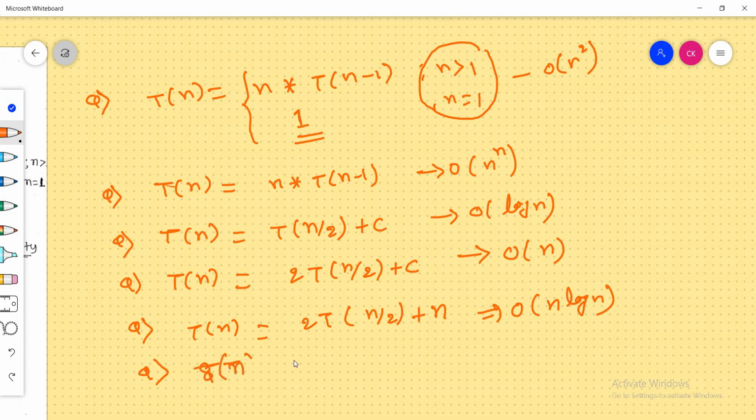And the next question is T of n is equal to 8T of n by 2 plus n square, and in this the base condition is n for n greater than 2, and this will be some constant c if n is equal to 2, and the time complexity for this one is order of n cube. You please solve it, and then we will move on to the next algorithm. Okay, thank you.